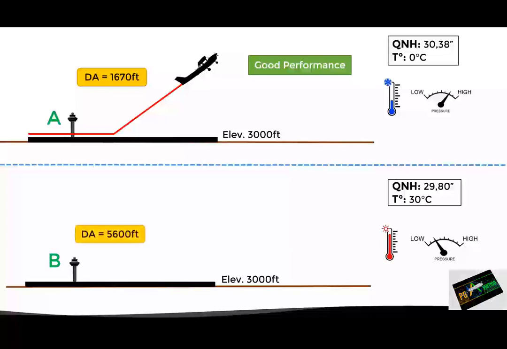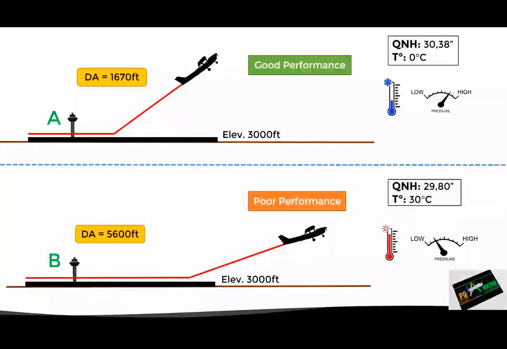In this particular case, it is 5,600 feet. In other words, aircraft operating at this airport will behave as if they were flying at 5,600 feet, which means that they will present a poor performance due to the reduced air density. Now, having understood the concept of density altitude, let's see how to calculate it.